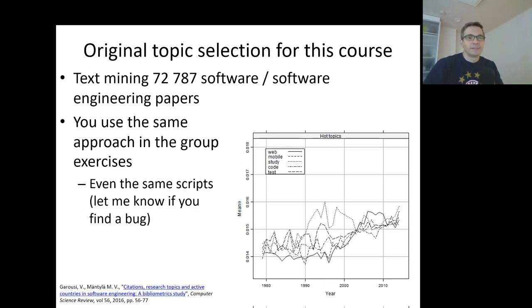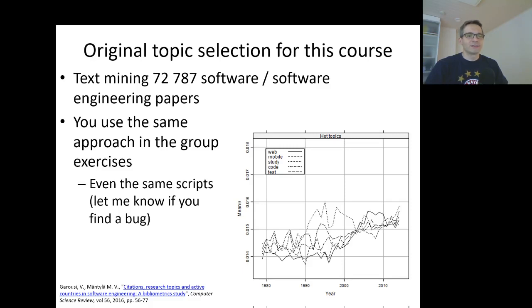In the text mining, me and my colleague Vahid Garousi mined roughly 70,000 software engineering articles. From these articles, we searched for trends by first doing topic modeling, that is, clustering the pieces of text to a certain topic. Then we observed how these topics behave over time. This behavior over time is shown in the figure on the slide.